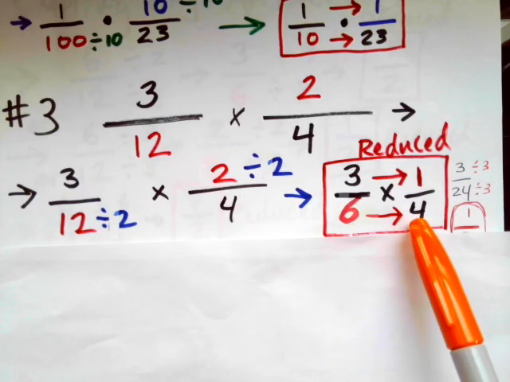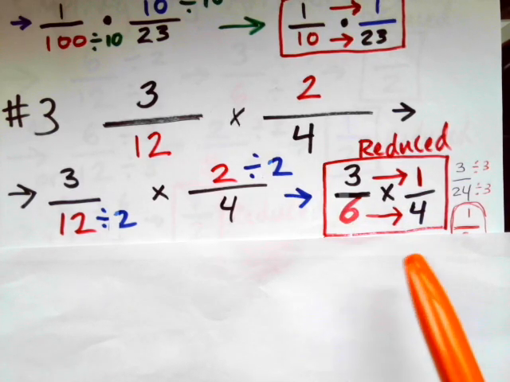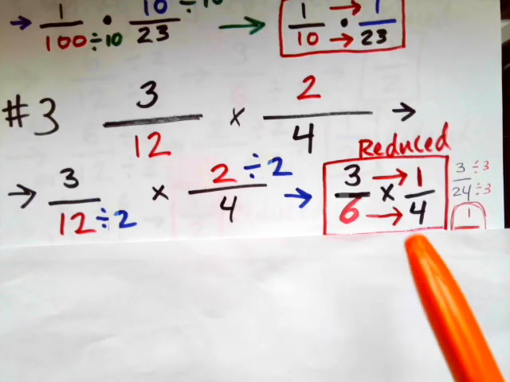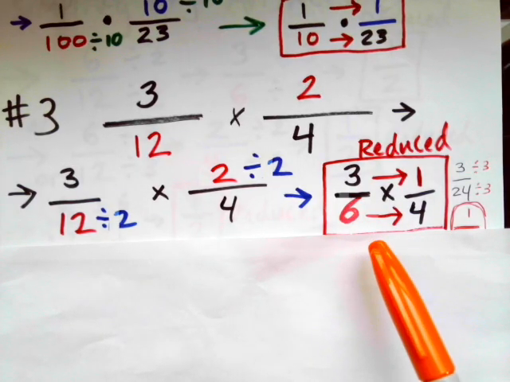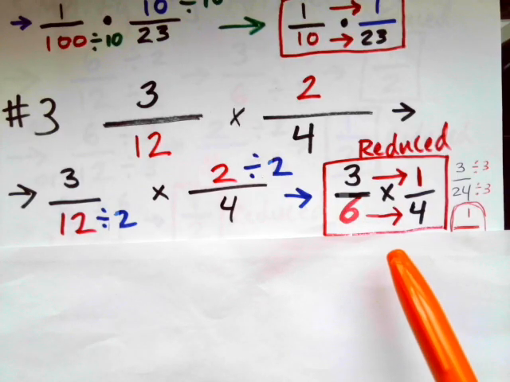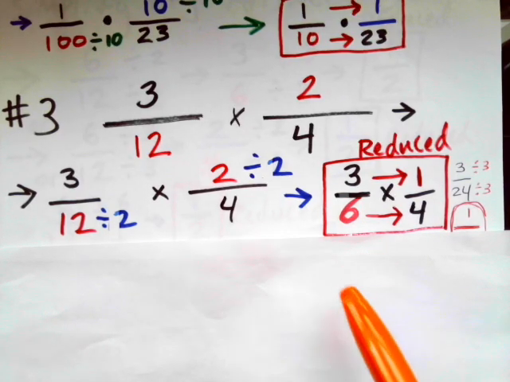Now, I made a mistake. I thought this was a learning experience, and so I wanted to show you sometimes there are exceptions to the rule. So you always, always, always want to check your final answer and make sure you reduce that answer.